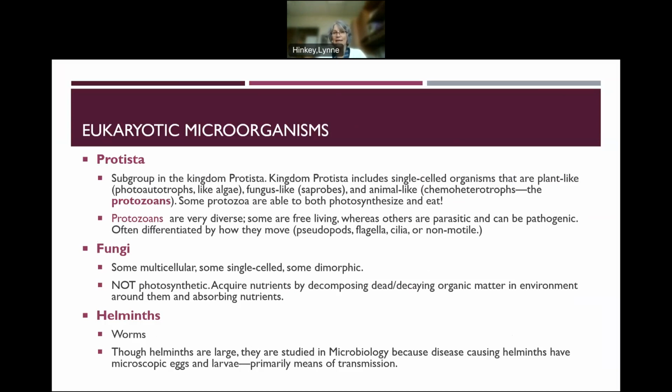And then we have the animal-like protists. We refer to those as protozoans. They're animal-like. They're chemoheterotrophs. That means they eat other living things. And then we have some that are both photosynthetic and heterotrophs. They have the ability, if there's no food available, they can photosynthesize. They have chloroplasts, that photosynthetic organelle that plants have. And if they're starved, or if there's food around and it's easier, they'll eat other organisms. Euglena are an example of that for anyone who's taken 101 or 102.